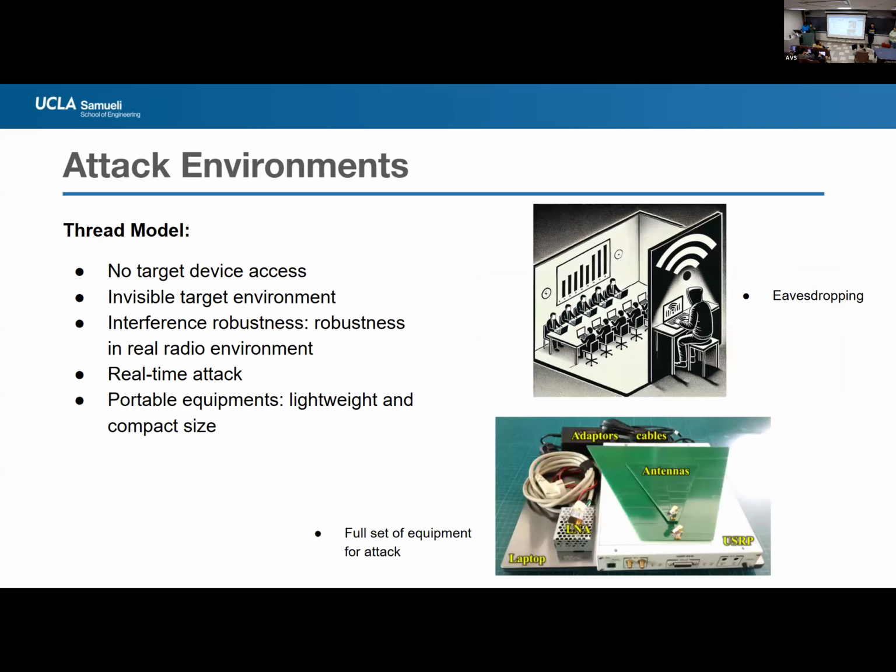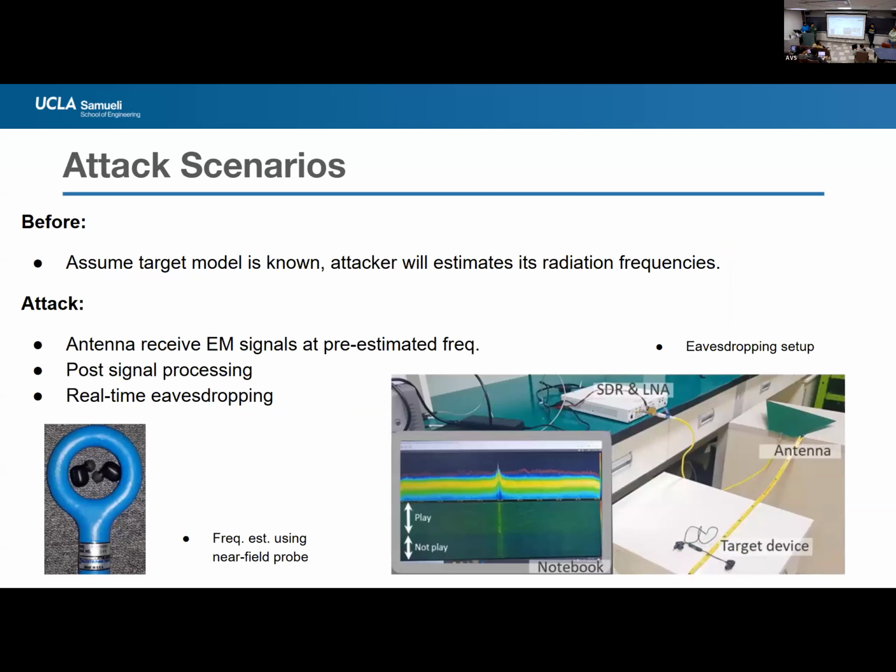And then the threat model for their commercial attack is they assume the target devices cannot be accessed, so it's done wirelessly, and the attacker doesn't need to be in the same room, so it's an invisible target environment, and it can be done in real time. Those are the equipment needed for this attack. You can see it's very lightweight and portable, so this can fit in a suitcase for the attack.